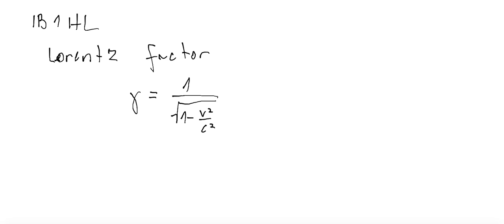Of course, the best is if v is represented as a fraction of the speed of light. Then you don't need to recalculate c, it's easier on your calculator. You don't need to use standard units because the Lorentz factor has no unit.